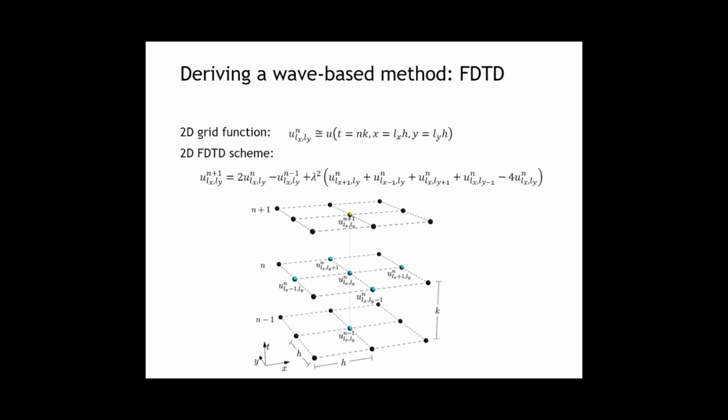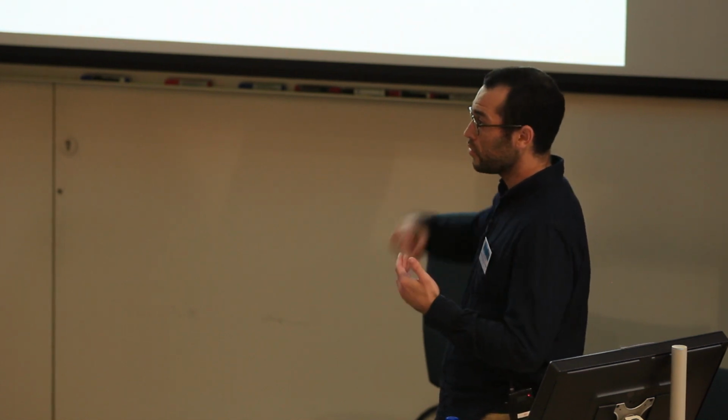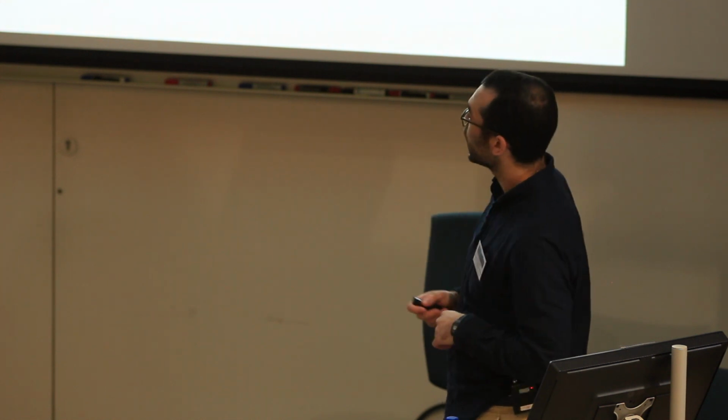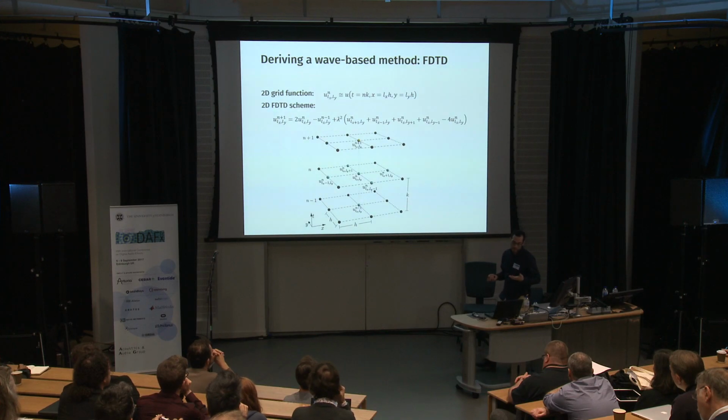Because it looks back 2 steps in time, we call this a 2-step scheme. And you start this whole process with 2 known values. The first 2 time steps, 0 and 1, you'll have from initial conditions, and then you just iterate forward in time, leapfrogging in time. So it operates as a time recursion.